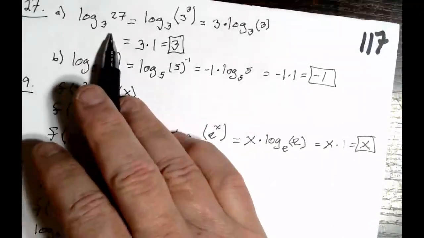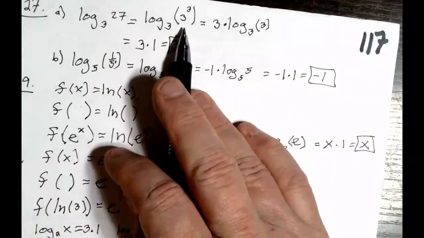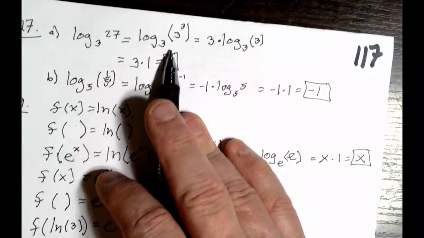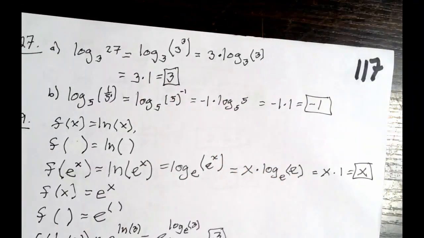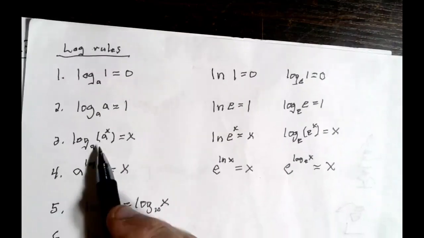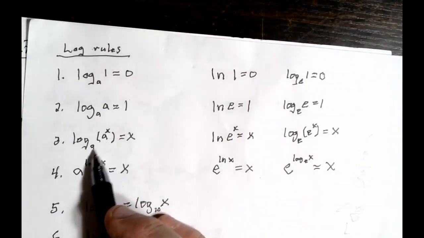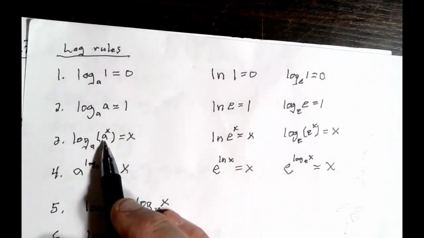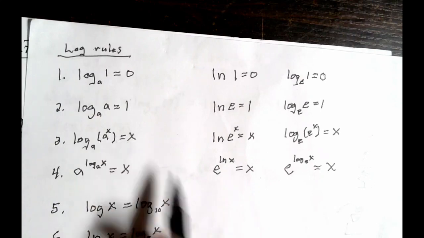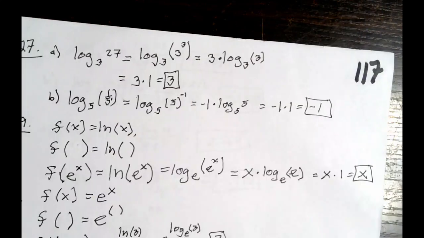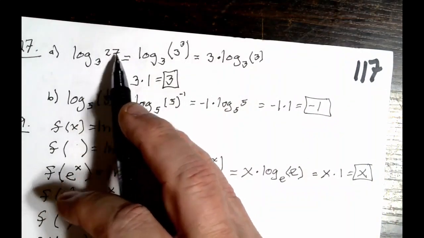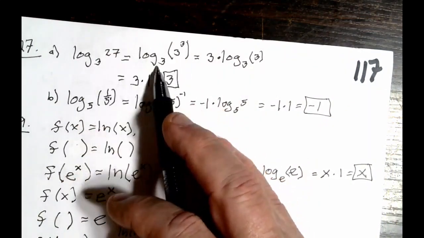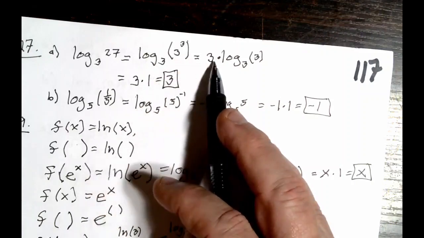27, log base 3 of 27 equals, they want you to solve this without using your calculator. So the trick is to use this rule, rule number 3. If these two numbers match, the base and this number are the same, your answer is just the exponent. Okay? So you want to write this with a 3 because your base is 3. So 3 cubed. So now those guys match, so your answer is just the exponent 3.